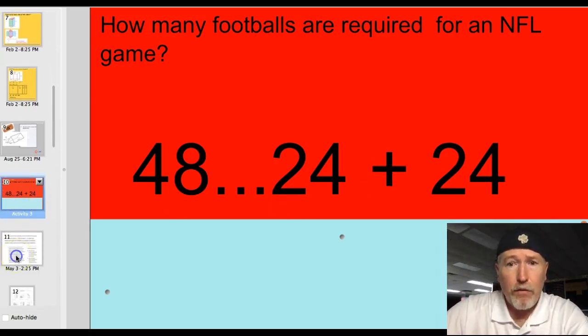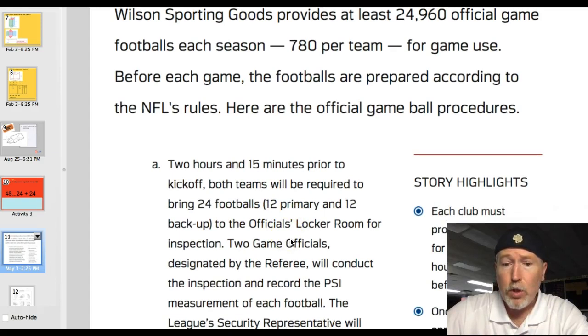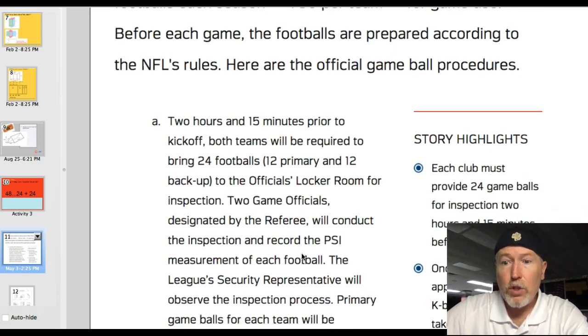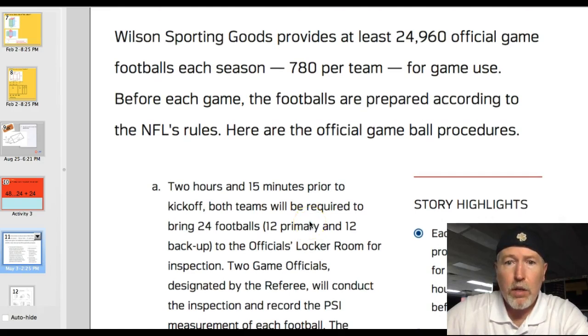And it's really very scientific here. They need to be delivered exactly 2 hours and 15 minutes prior to the kickoff, where they deliver those, and the game officials will go ahead and check the PSI, inspect them, and put a certain little symbol on there that represents that they're the ones who authenticated that football was ready to roll. Okay, it's kind of fun. The NFL uses about 24,960 official footballs each season. That's 780 per team for game use.